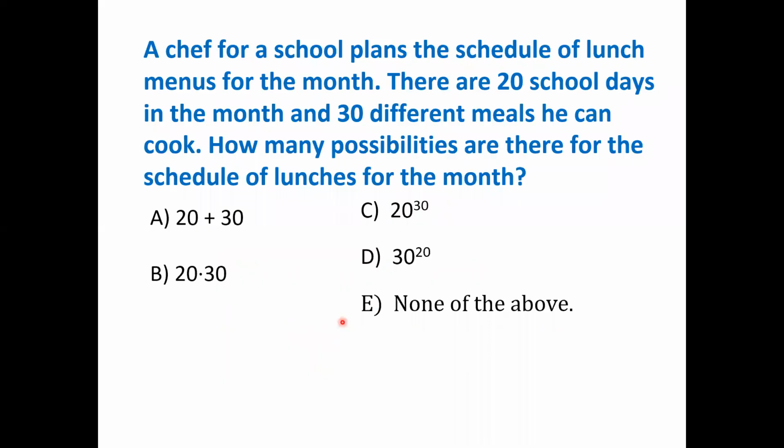Okay, a chef for a school makes lunch menus for a month. So there's 20 days and 30 meals. And let's say we consider a crazy cook who just makes the same meal every day. Okay, so that's still okay in our way of counting, right?